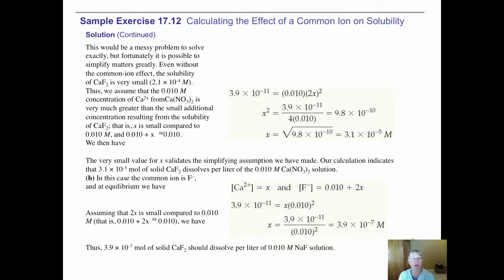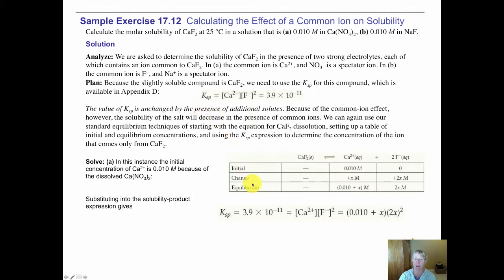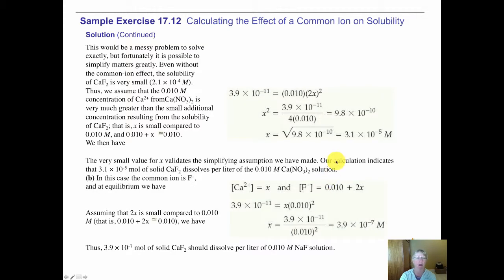So when we solve for X, I want to double check and make sure I know what the question was. I solve for X, which stood for, in this particular case, the concentration of the calcium ion. And since there's one calcium from one calcium fluoride, I can assume that my final answer for X, the calcium ion concentration, is the same as the solubility of calcium fluoride itself, 3.1 times 10 to the minus 5 molar.